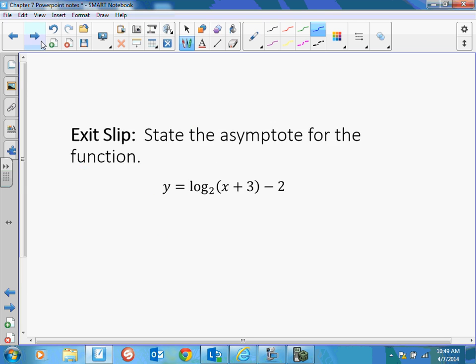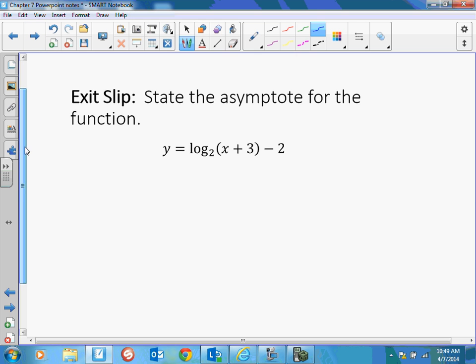Okay. All right, this is the last question. State the asymptote. Again, focus on what makes that go to 0 and you'll find your asymptote.